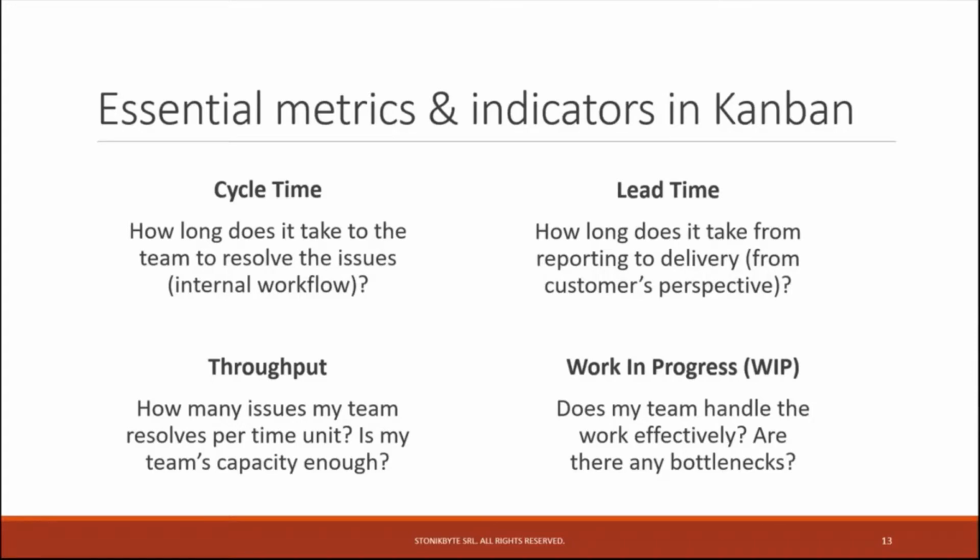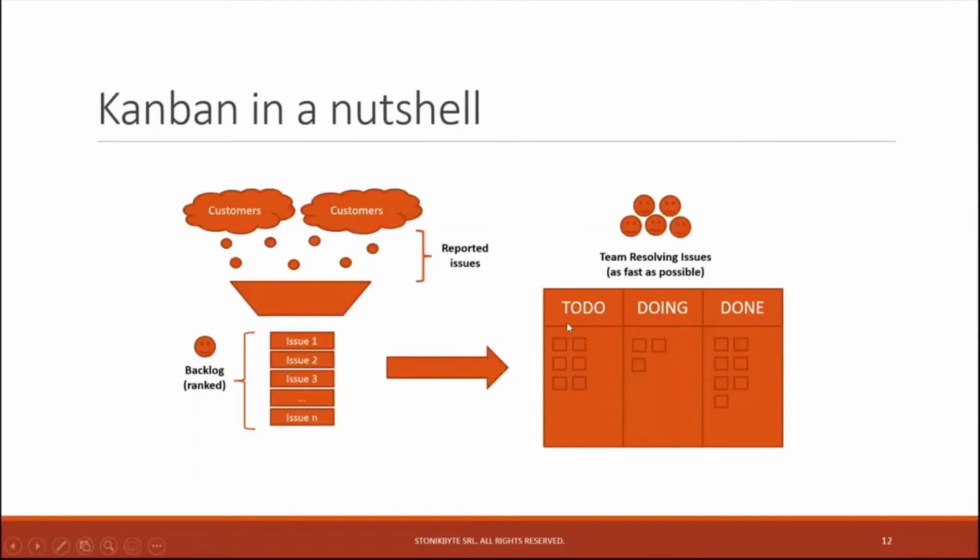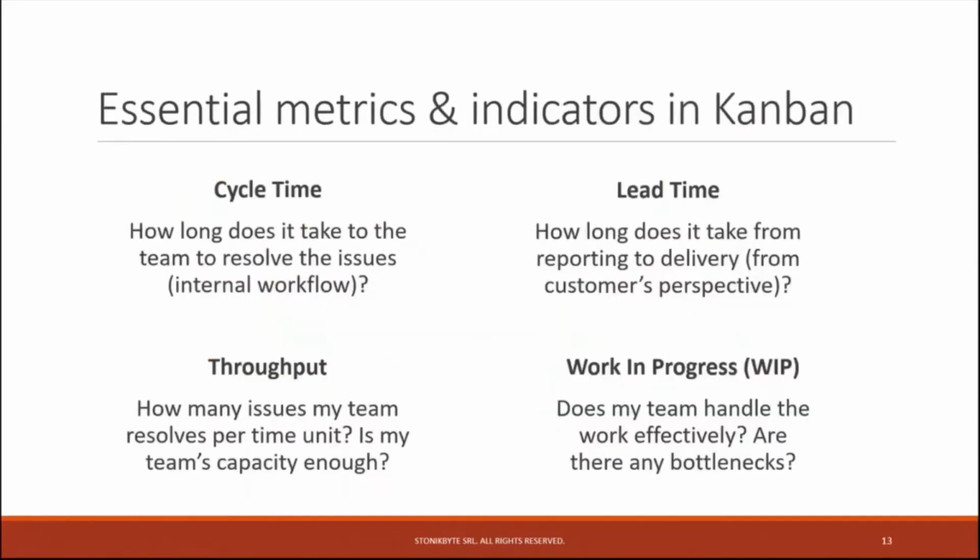Cycle time indicates how long it takes the team to resolve the issue. So it's about the internal workflow of the team. More exactly, when the issue reached doing, so it was moved to doing, how much time it took the team until they moved it to done, for example. So this is cycle time, where it could be from to do to done as well. It depends, but mainly it's since the moment the team started working effectively on the issue and until the moment they mark it as resolved. So it's about the internal process. How long does it take the team to resolve an issue? This is cycle time.